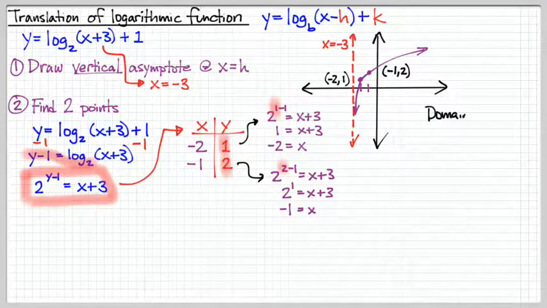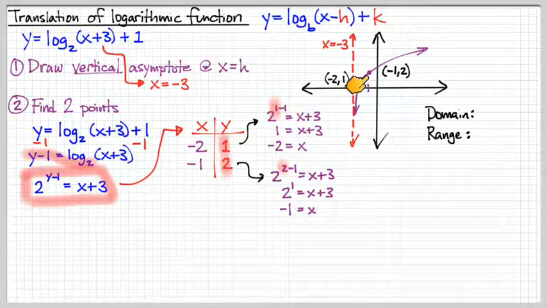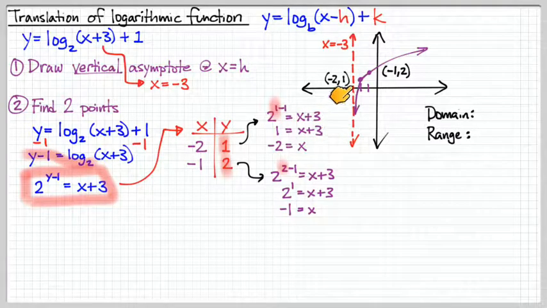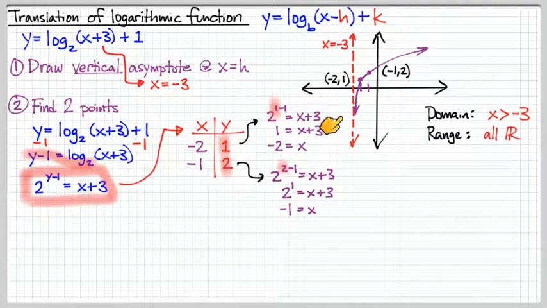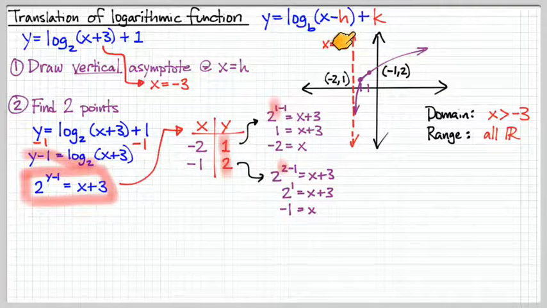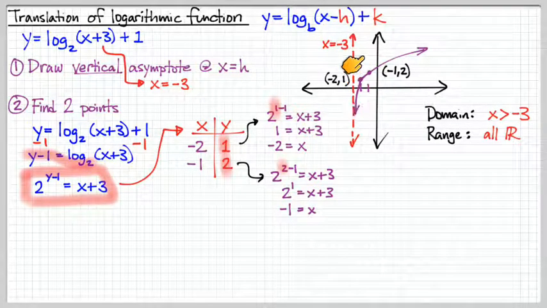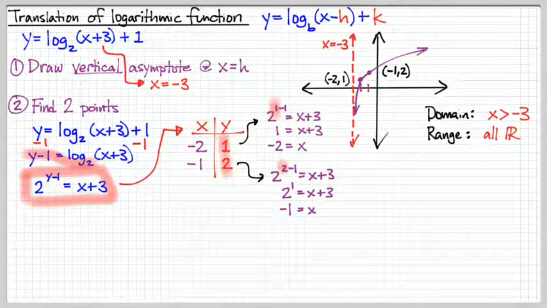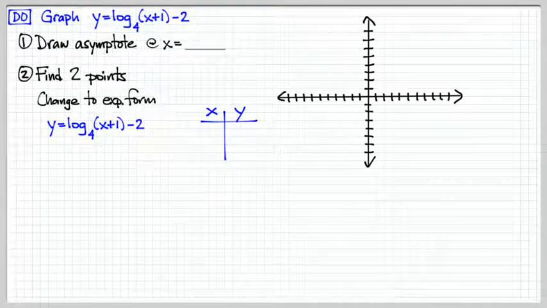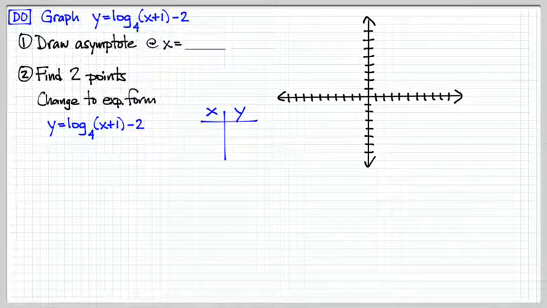Now, let's finish off with talking about the domain and range. In terms of the domain, we have our vertical asymptote here. So the x values are only values greater than negative 3. And for the range, we have values of the y that go from negative infinity to positive infinity. So all real numbers is the range for this function here. So that's how we graph it. You can try this last one on your own. Try graphing this out. We'll be doing this in class as well.